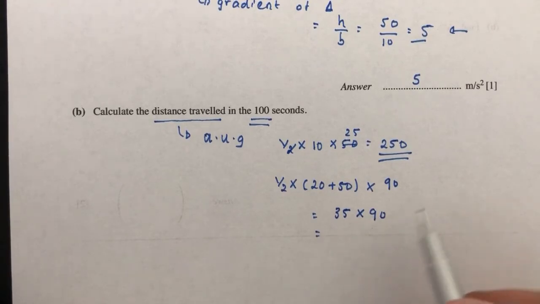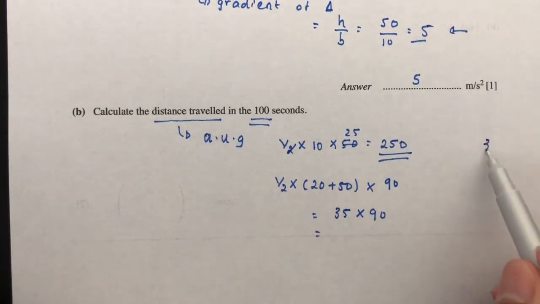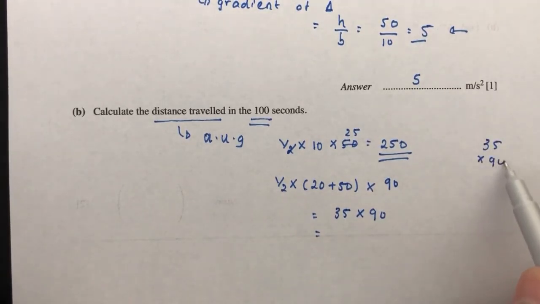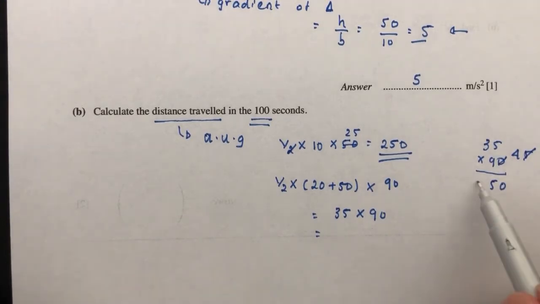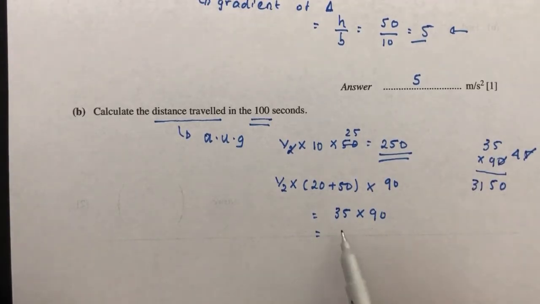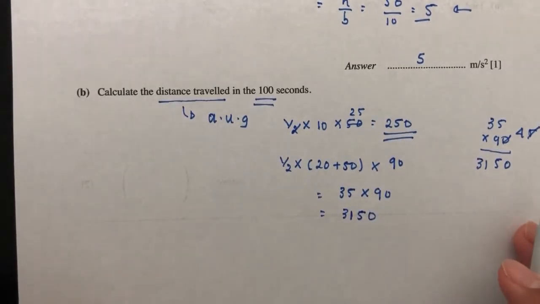That will give me, so let's try this here. So we have 35 times 90, 0, 45, 27 plus 4, that will be 31. So 3150 for the area of the trapezium.